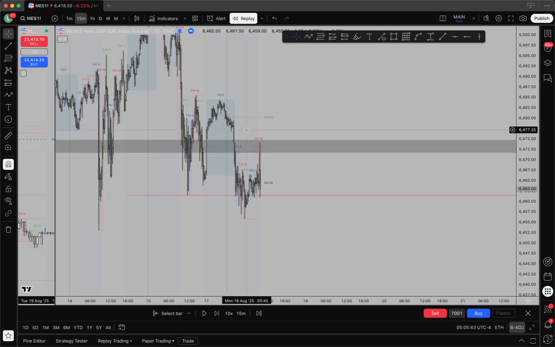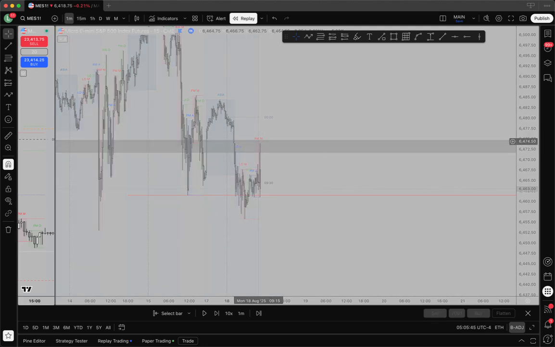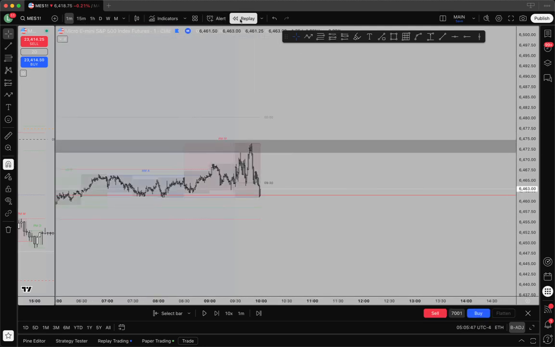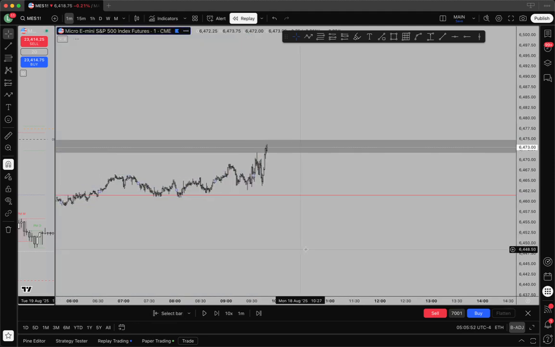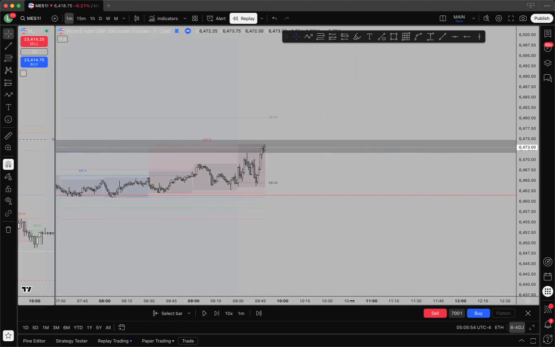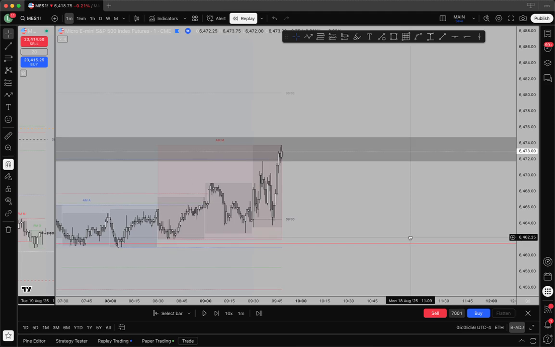So price then enters my reversal point. I call this the point of interest. Let me just skip back to about here. So it enters my point of interest. This is the key now. This is my point of interest. We call that point A. And then point B is my target.